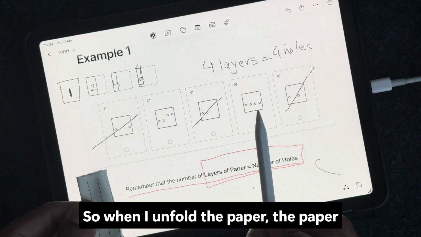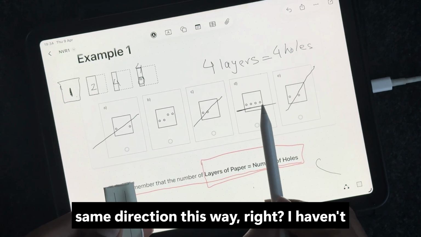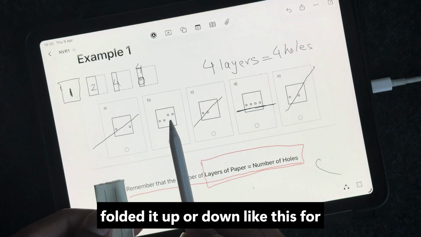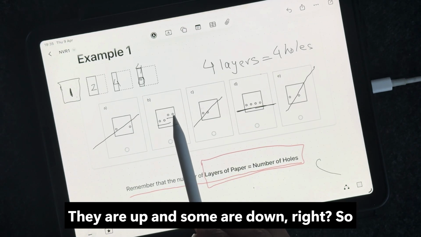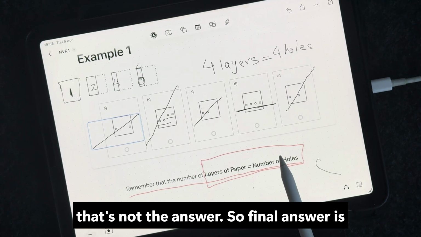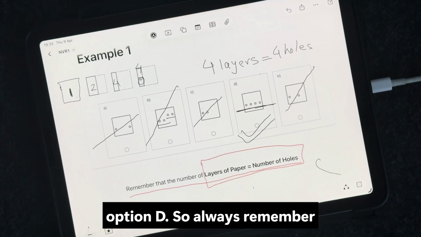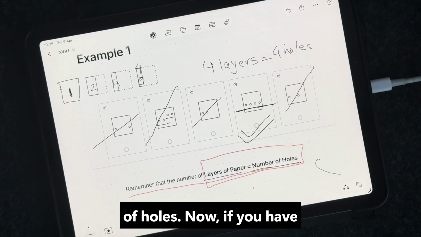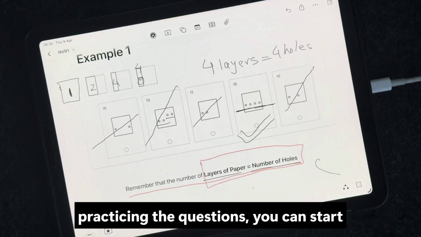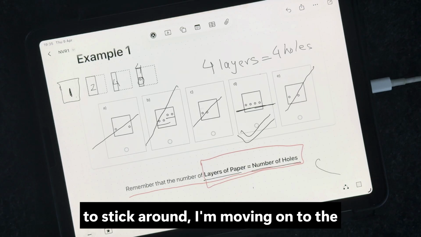So when I unfold the paper, the holes should still follow the same direction this way, right? I haven't folded it up or down like this for the holes to be misaligned like this. They are up and some are down, right? So that's not the answer. So final answer is option D. So always remember, layers of paper equals the number of holes. Now, if you have understanding and if you want to start practicing the questions, you can start practicing the questions. But if you want to stick around, I'm moving on to example number 2.